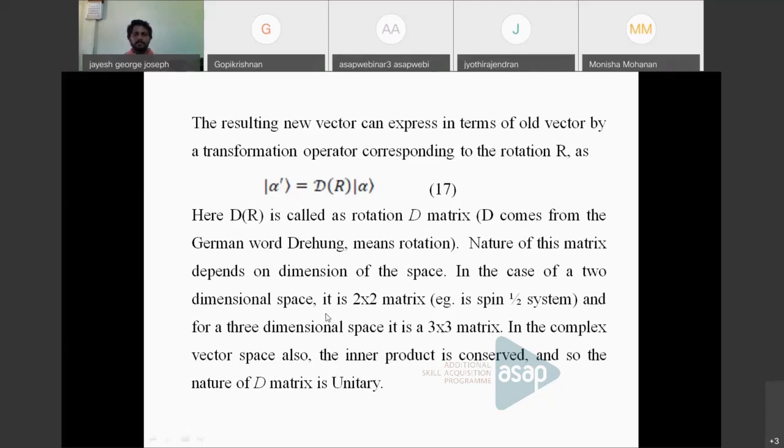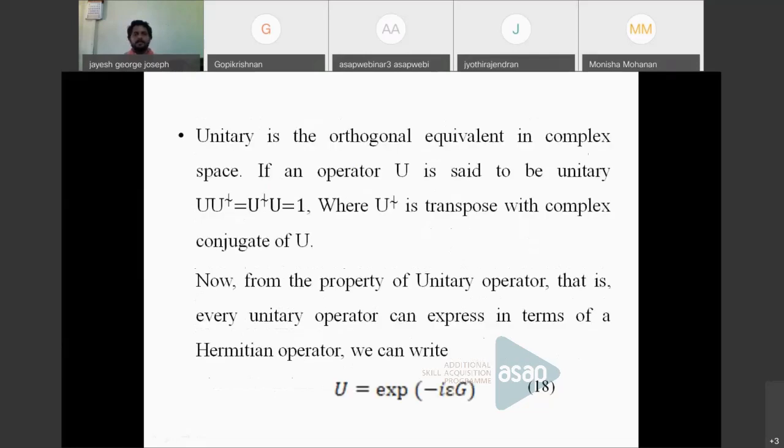Here, the rotation is only in 3 dimensions, in complex space, and therefore that rotation is unitary. Unitary is the orthogonal equivalent in a complex space. Orthogonal transformation means the transformation in our ordinary space, and unitary means the same in a complex space. If an operator U is said to be unitary, then U dagger U is equal to U U dagger is equal to 1, where U dagger is the transpose with the complex conjugate of U.